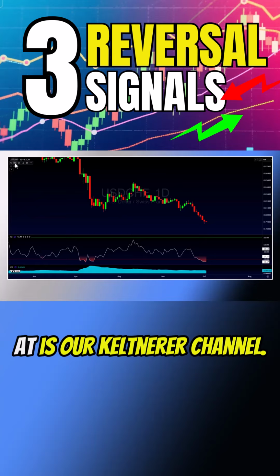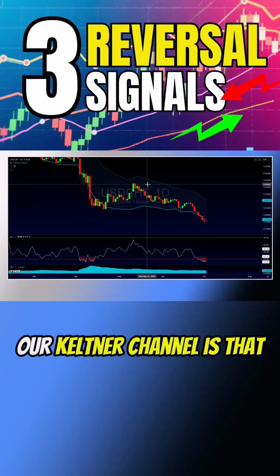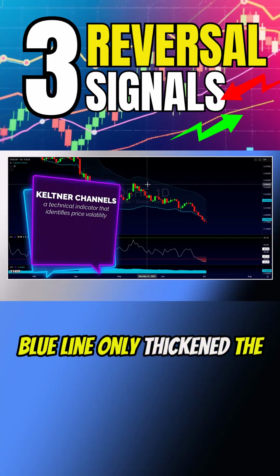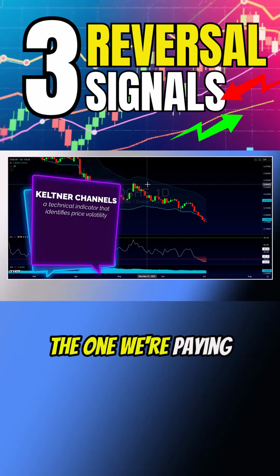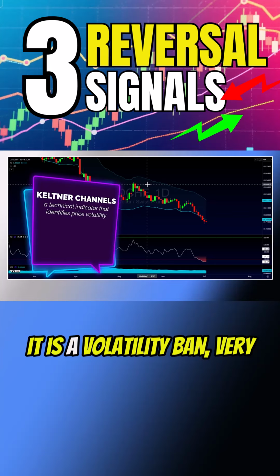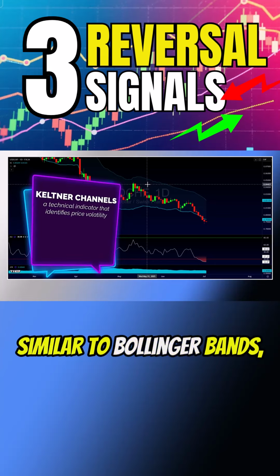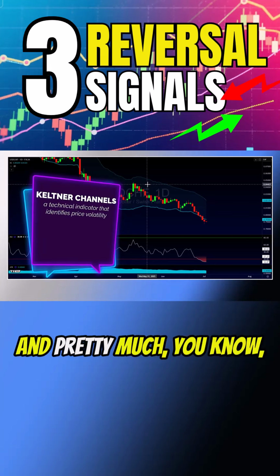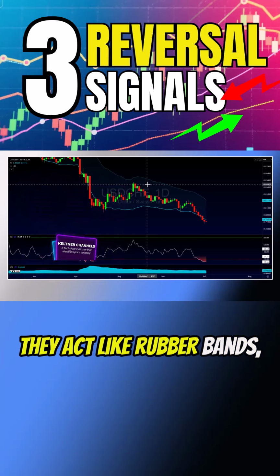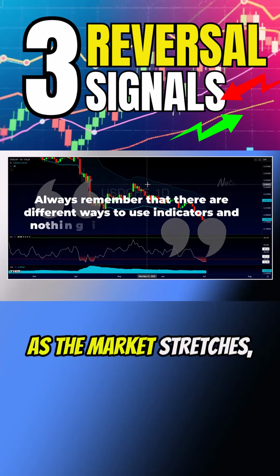Something else that we have as well, and this was one of the additions to the FTB that we're looking at, is our Keltner channel. Our Keltner channel is that blue line. I only thickened the lower one up because that's the one we're paying attention to right now. But it is a volatility band, very similar to Bollinger Bands, if you're familiar with that.